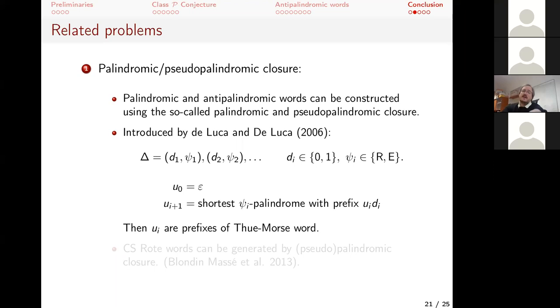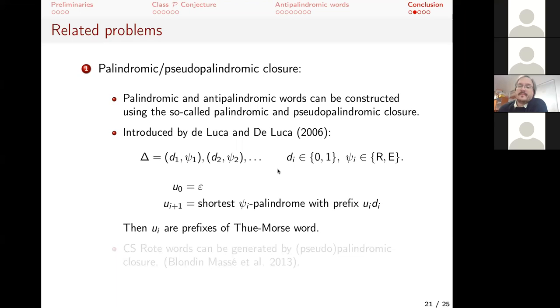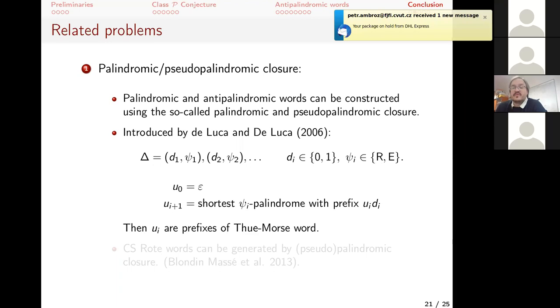De Luca and De Luca gave this construction for the Thue-Morse word, and they showed that there is a sequence of pairs of letters and morphisms, where the letters are taken from {0, 1} and morphisms are taken from R and E, the mirror image and the exchange map. And if you generate words by taking u_{i+1} being the shortest Ψ_i-palindrome, so it's either an R-palindrome, which is a palindrome, or an E-palindrome, which is an antipalindrome, with prefix u_i d_i, and you iterate this construction, you get longer and longer prefixes of the Thue-Morse word.